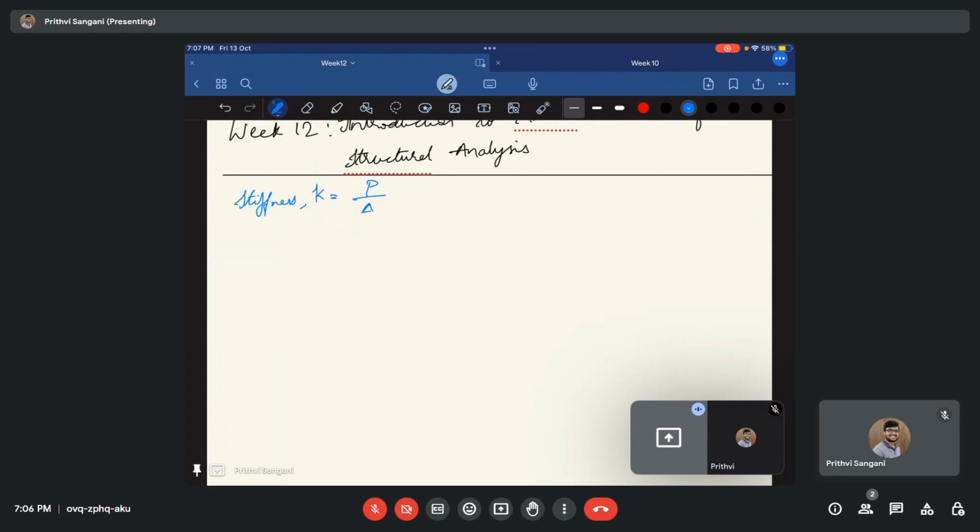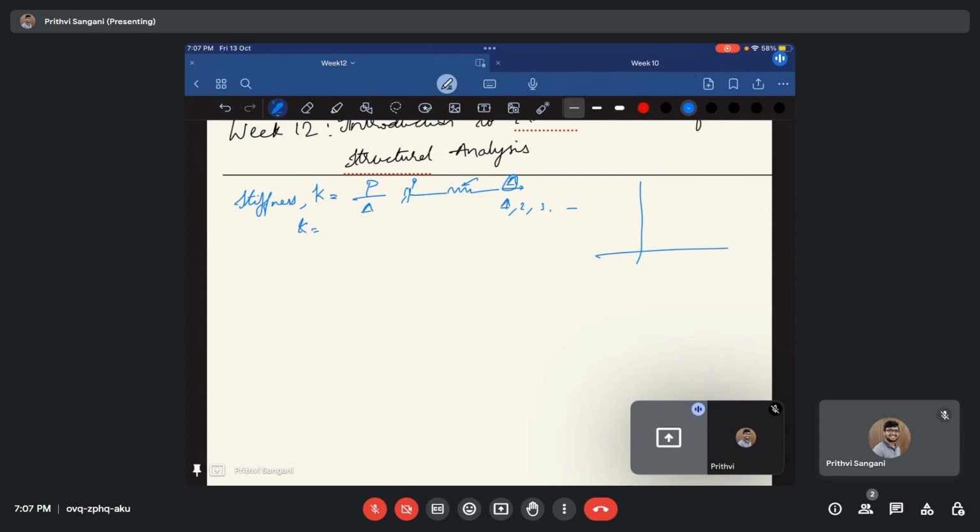Again, let us assume a spring. The stiffness is nothing but, if you give a displacement delta, the force which is developed inside the spring. That is what stiffness is, right? You keep on increasing the delta, let us say you start with 1 mm, 2 mm, 3 mm, and so on.